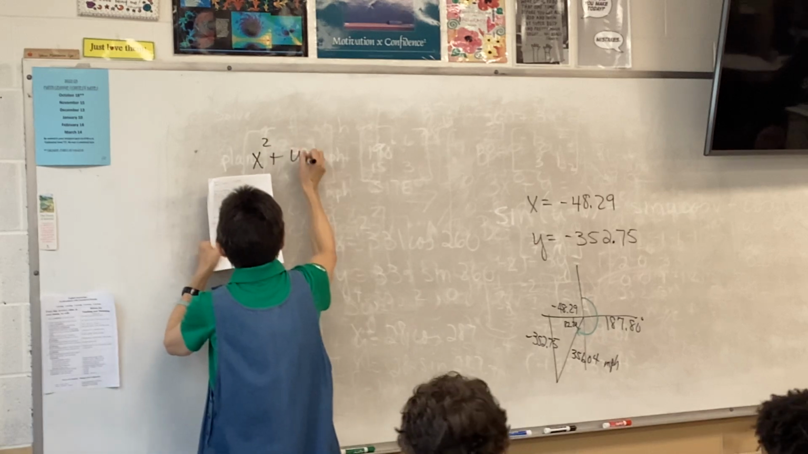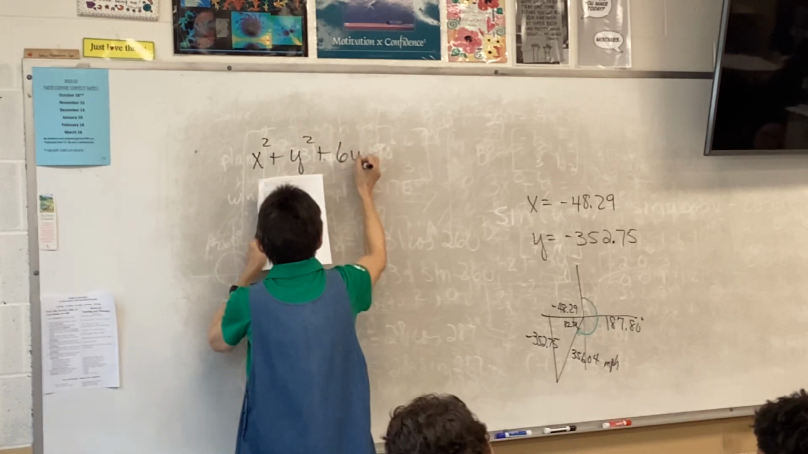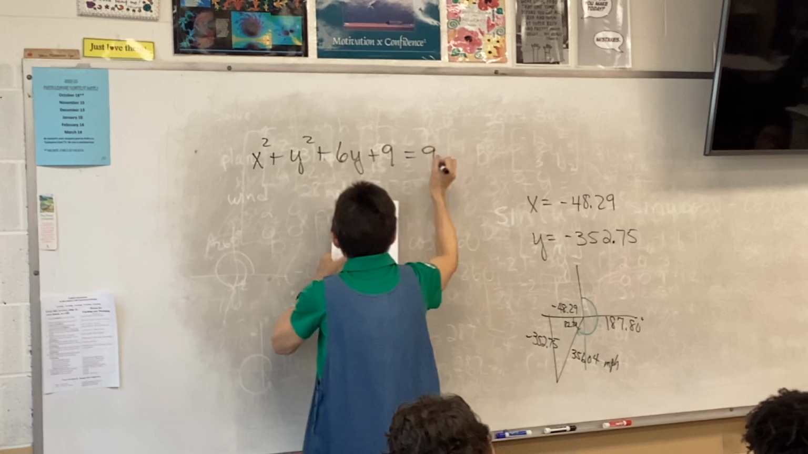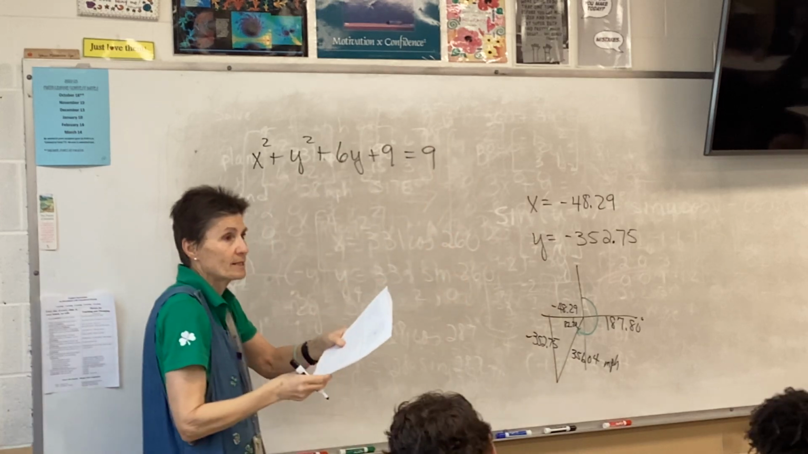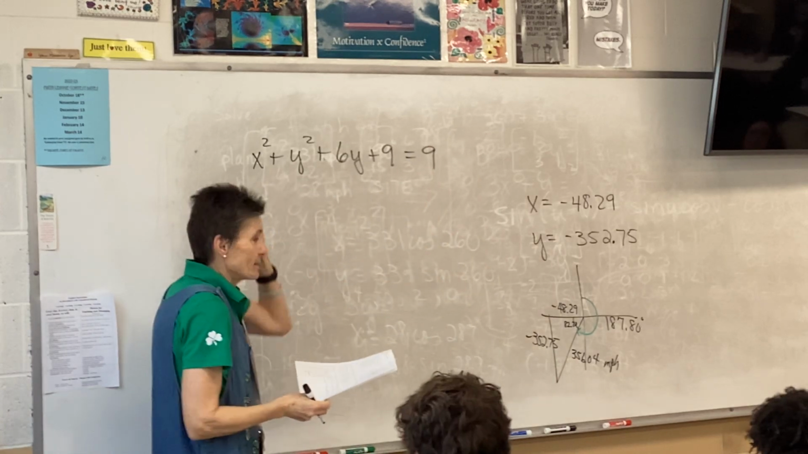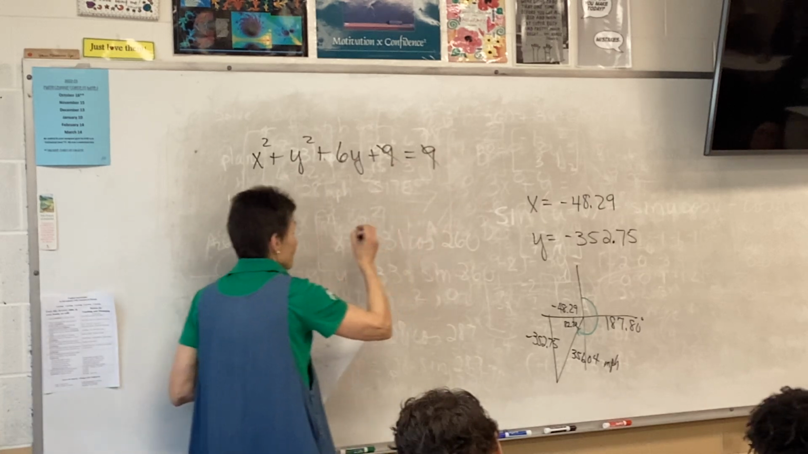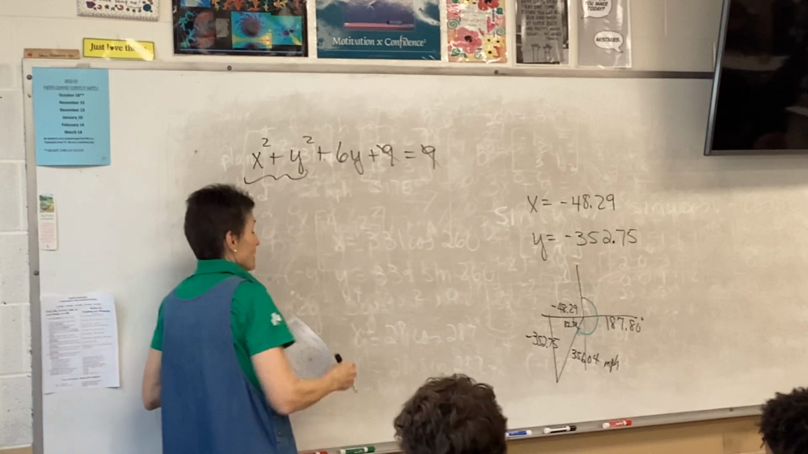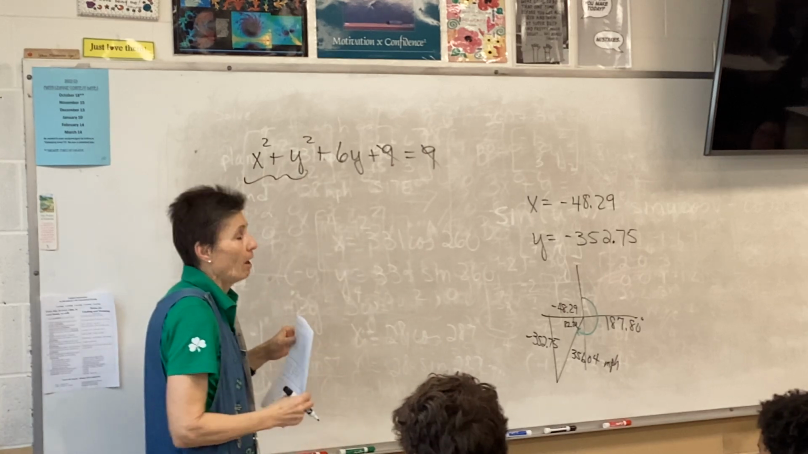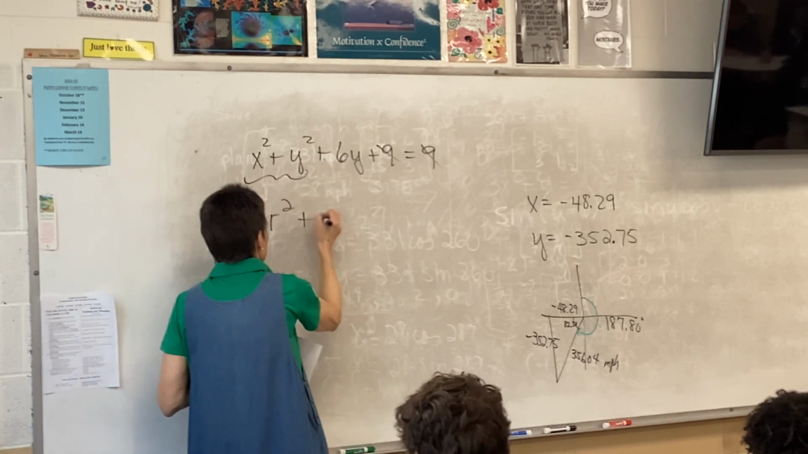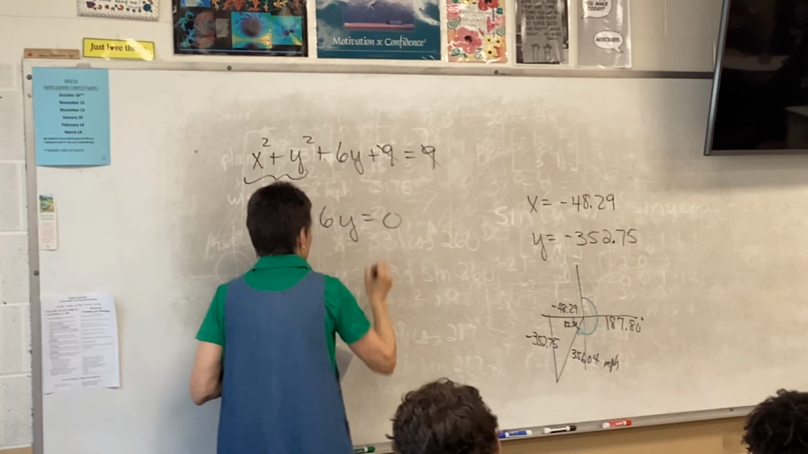X squared plus Y squared plus 6Y plus 9 equals 9. Does that make sense to everybody, what I just did? Okay, so a couple of really good things happen. First of all, the 9's disappear. And second of all, what's X squared plus Y squared? R squared. So now I have R squared plus 6Y equal to 0.